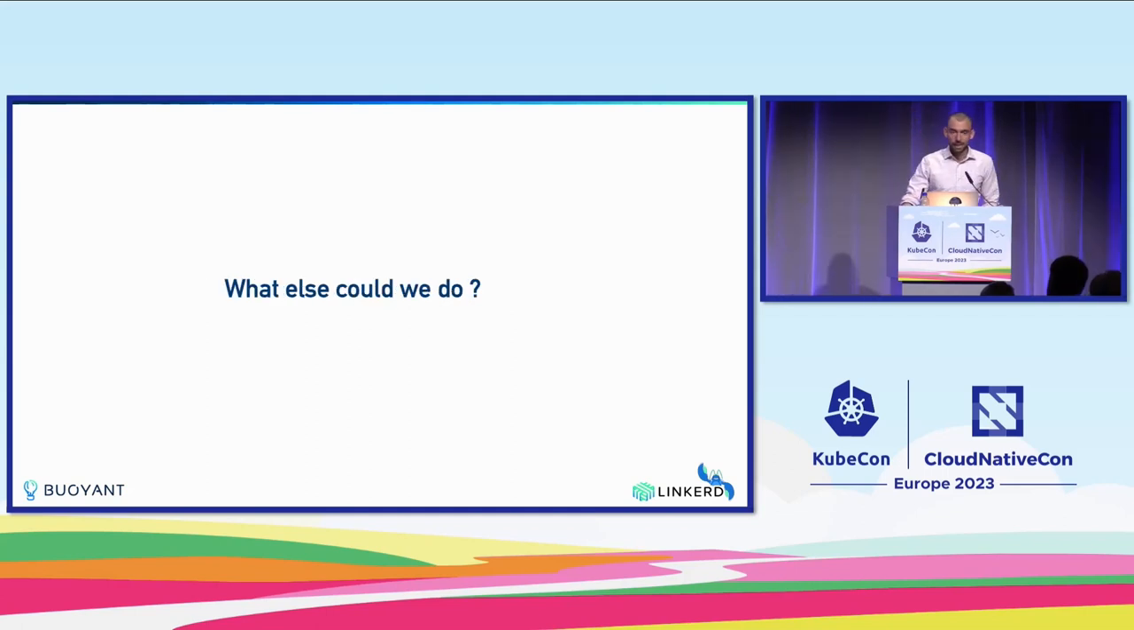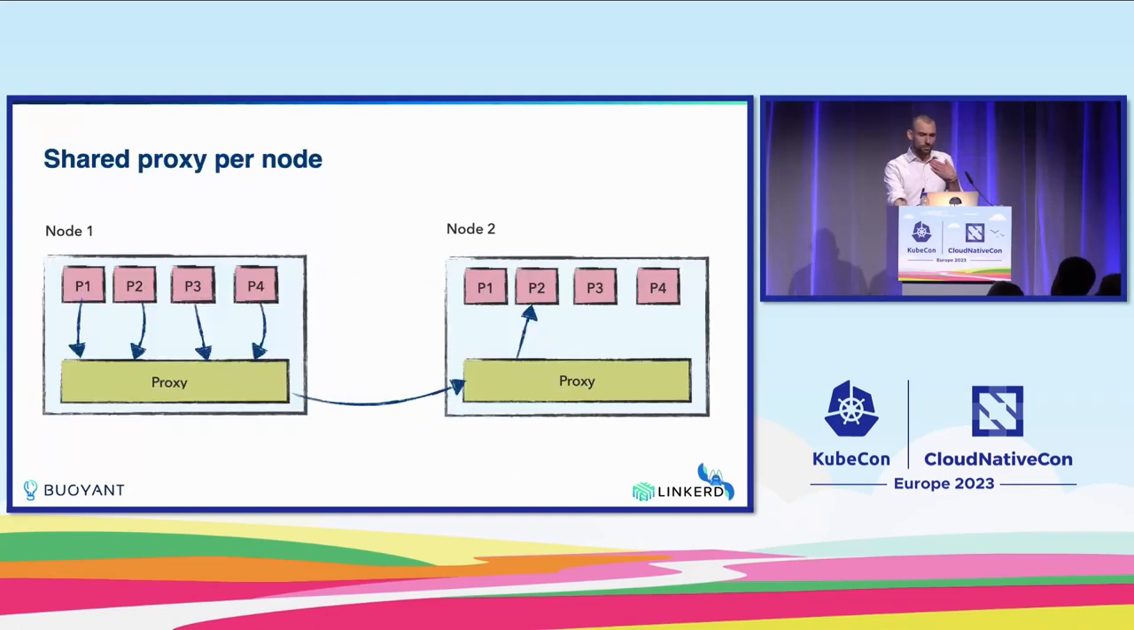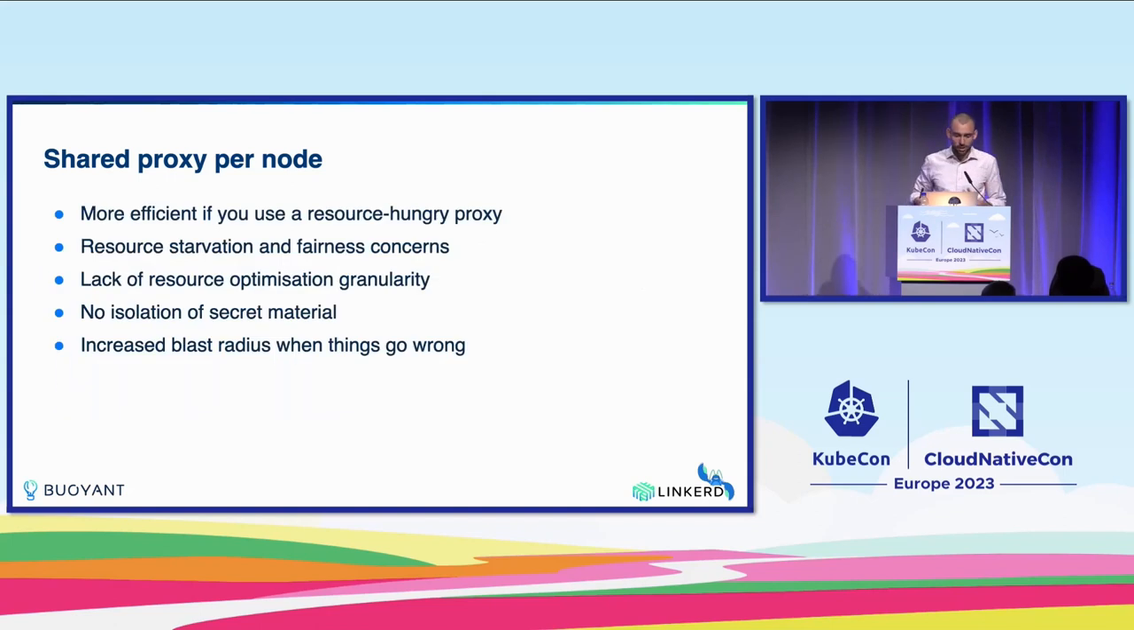Well, let's see. First of all, there is this model of a shared proxy per node, and that's something that's used by some solutions. Effectively, this means that you have a single proxy per node, and all of your pods on this particular node share this proxy. You only talk proxy to proxy when you're crossing node boundaries. This has some advantages, but you also need to be aware of the limitations of this model.